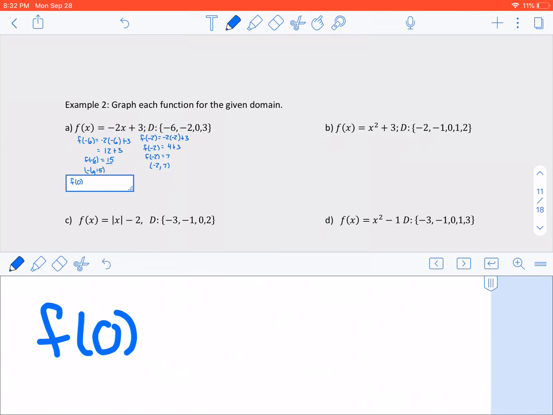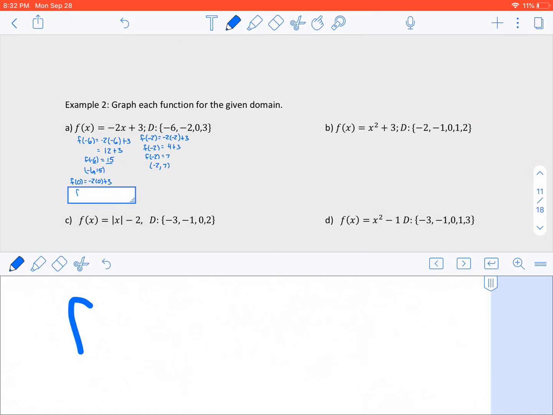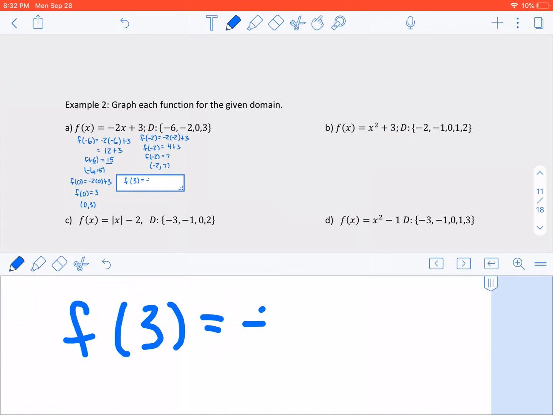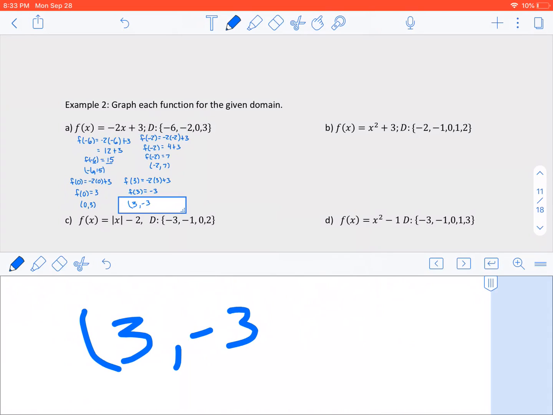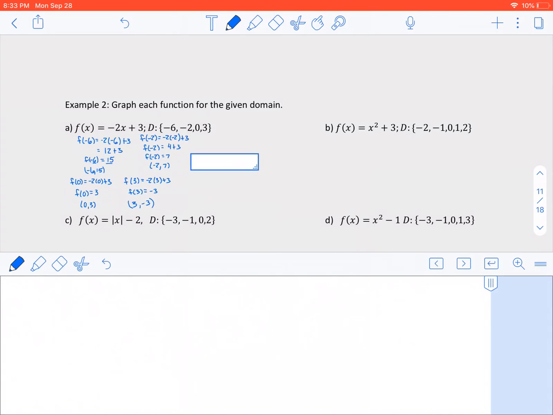f of 0 equals negative 2 times 0 plus 3. f of 0 is going to equal 0 plus 3, which is 3, so the ordered pair is 0, 3. Last one, f of 3 equals negative 2 times 3 plus 3. So f of 3 equals negative 6 plus 3, which is negative 3. So it's 3, negative 3. And then we graph those.